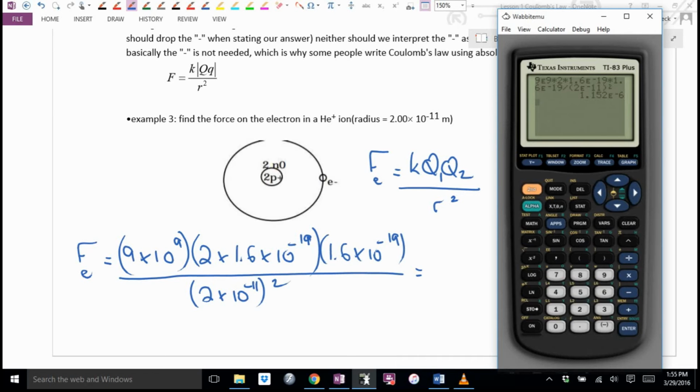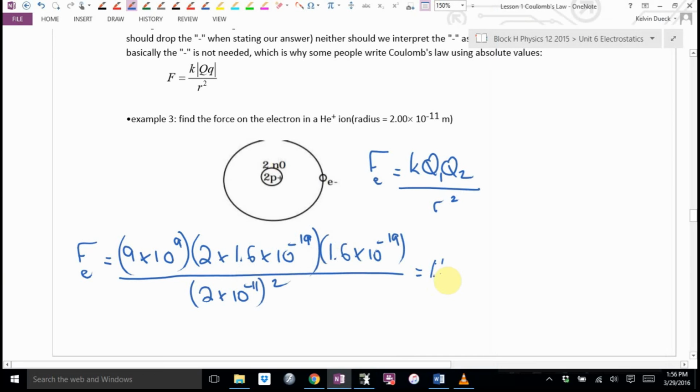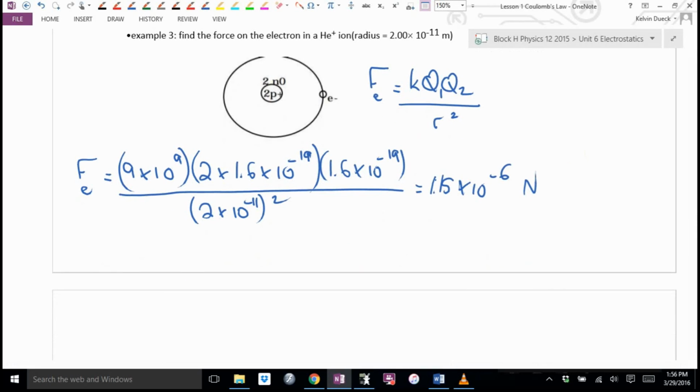Did you get 1.152 times 10 to negative 6? Someone else? Yep. I'll go 1.15 times 10 to negative 6. Units, it's a force. Newtons. Now, that force may seem really small. Well, no, Mr. Durick, it's 10 to the negative 6. That's not very big. Yeah, but what's that force on an electron? How much mass does an electron have? Not much. Do you know what the acceleration is?